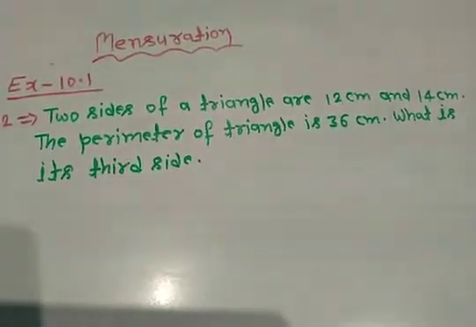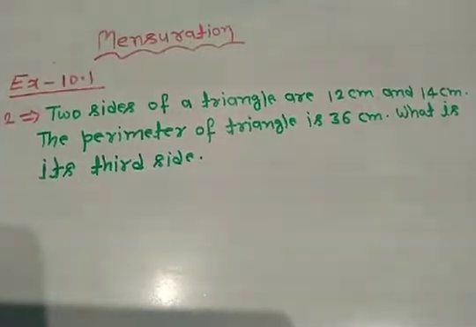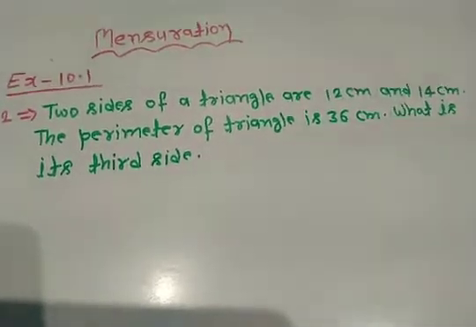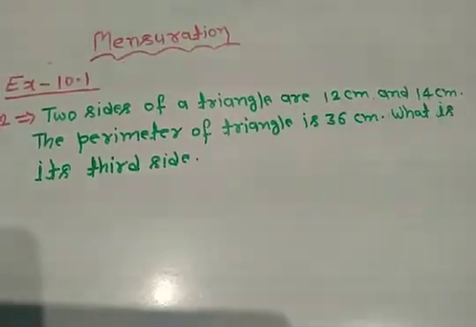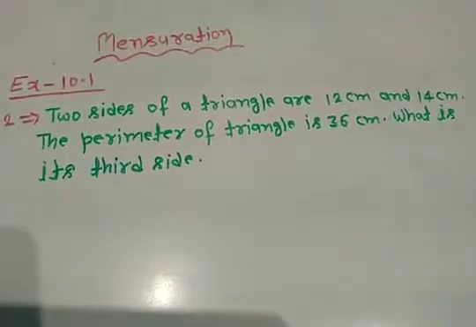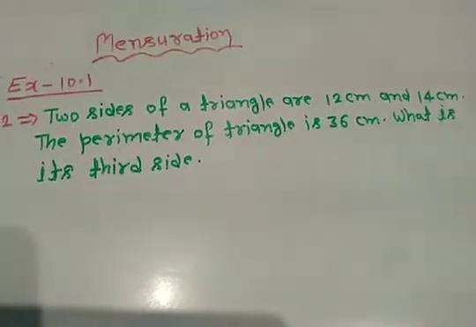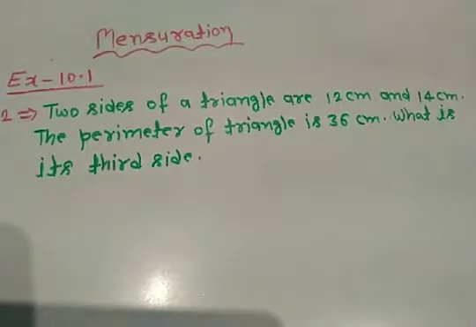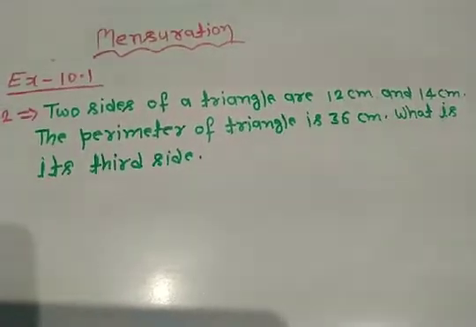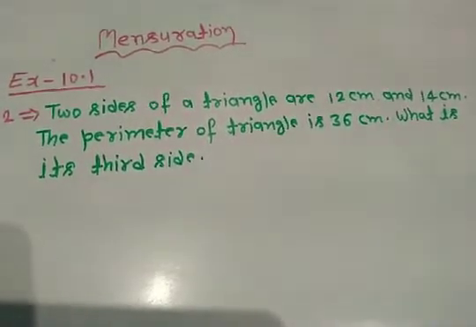So I hope all of you know that a triangle has three sides. Here two sides are given. The measures of the two sides are 12 centimeters and 14 centimeters respectively, and the perimeter of the triangle is also given, 36 centimeters. We need to find the third side of the triangle whose two sides are given, 12 centimeters and 14 centimeters.